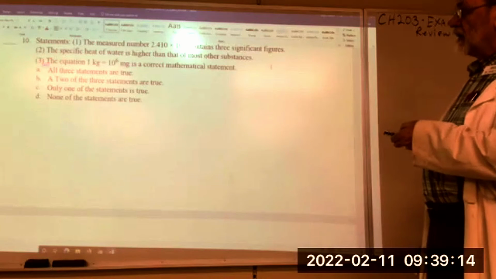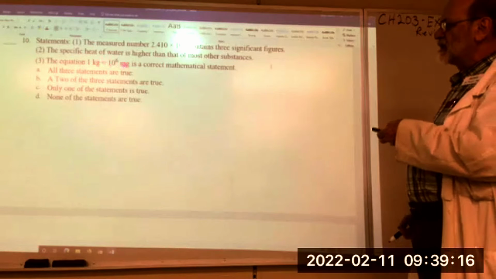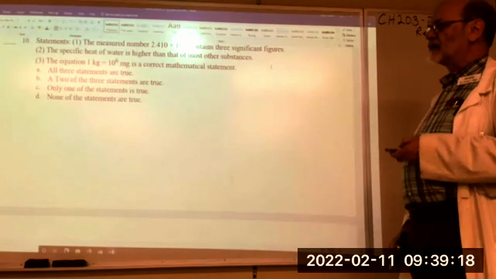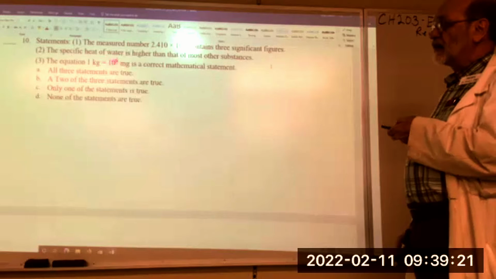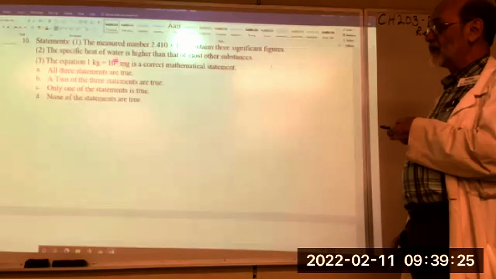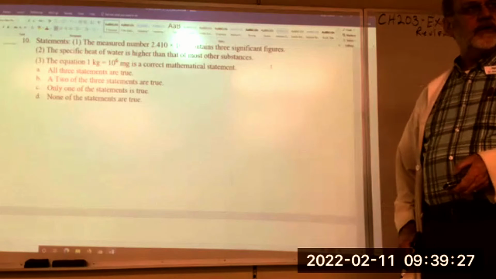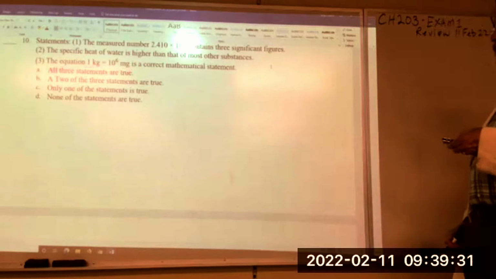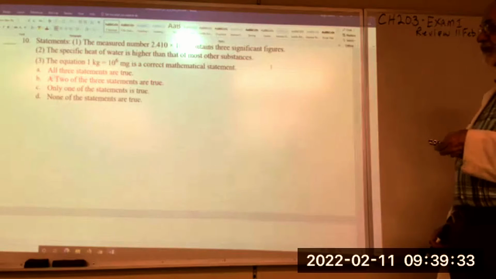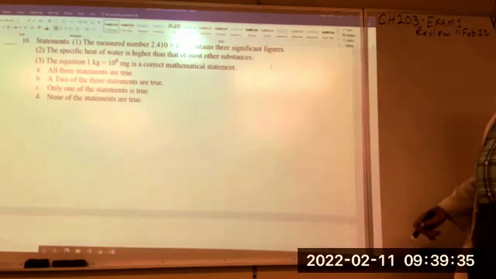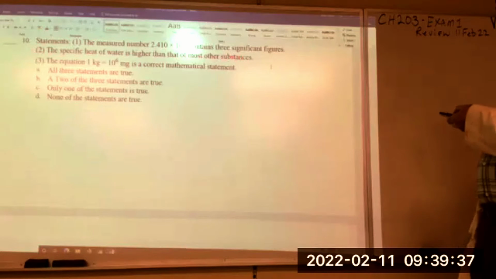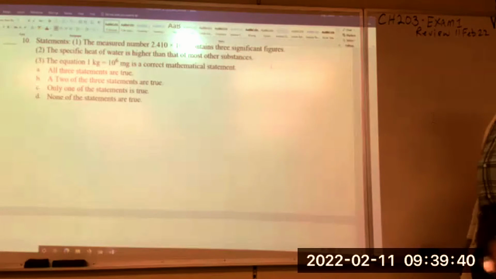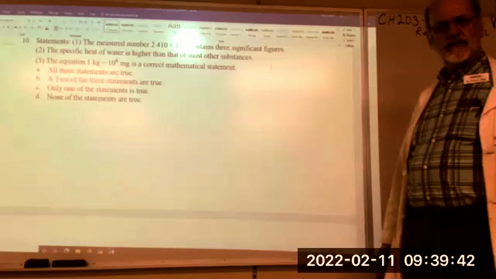So 2 is true. The equation 1 kilogram equals 10 to the 6 milligrams is correct. Well, let's see. 10 to the 3rd grams and then 10 to the third milligrams per gram. So yeah, 10 to the third times 10 to the third is 10 to the sixth. So that was true. So the two of them are true. But it's got a boogeroo right here we haven't covered yet. I don't know how that made it into the test bank. We haven't even talked about it.